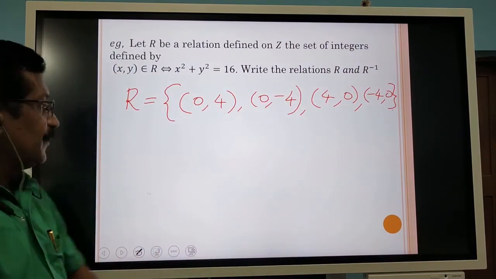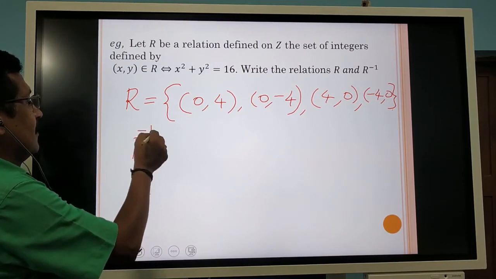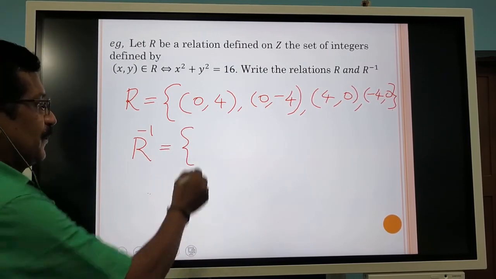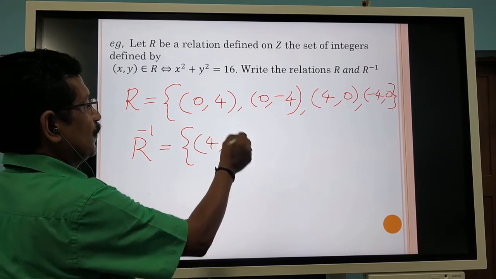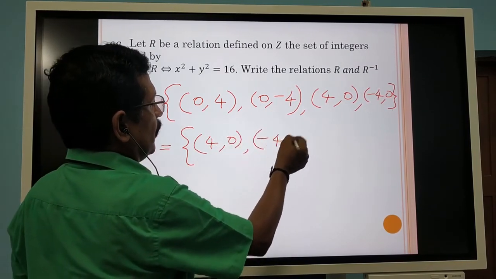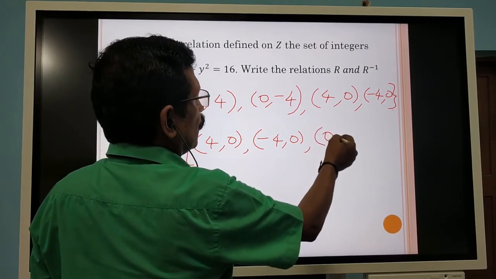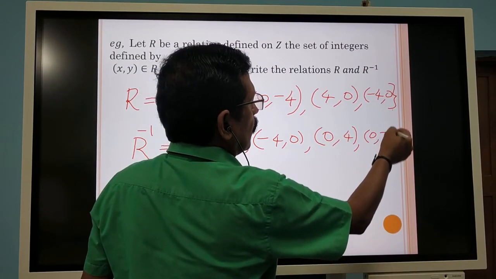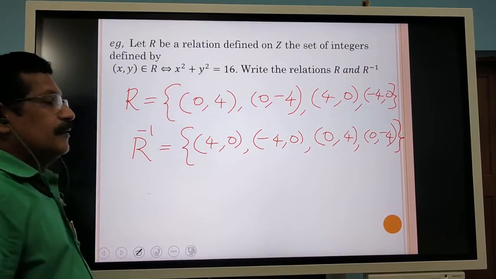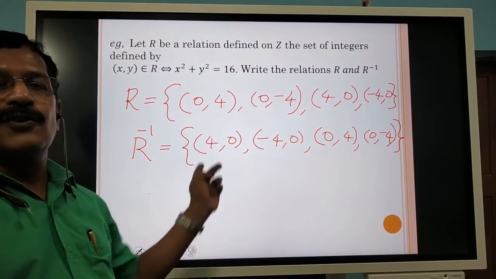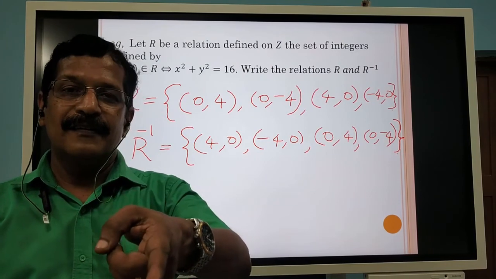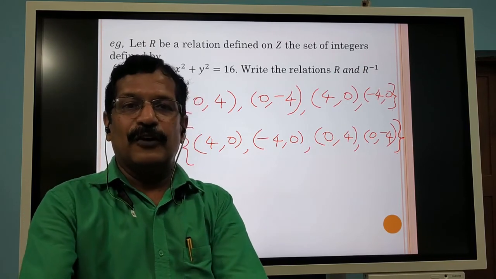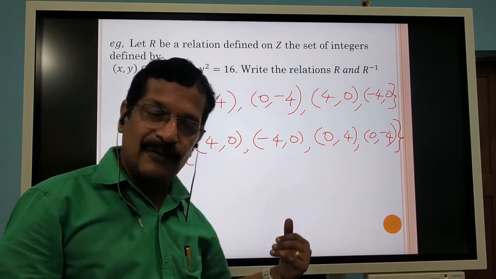Now we have to write R inverse. R inverse is obtained by just reversing the ordered pairs. So (4, 0) becomes (0, 4), (minus 4, 0) becomes (0, minus 4), and (0, 4) becomes (4, 0), and (0, minus 4) becomes (minus 4, 0). Dear children, here there is no distinction between R and R inverse, because it is symmetric: x square plus y square equal to 16 can be written as y square plus x square equal to 16 also. So there is no distinction between R and R inverse in this particular case.